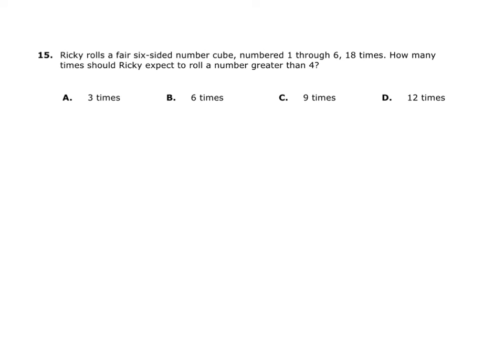15 says Ricky rolls a fair six-sided number cube, numbered 1 through 6, 18 times. How many times should Ricky expect to roll a number greater than 4? So, on a number cube, 1, 2, 3, 4, 5, and 6 are numbers. Numbers greater than 4 are 5 and 6. So that is 2 out of 6 possible numbers chosen. But he wants to do it 18 times.